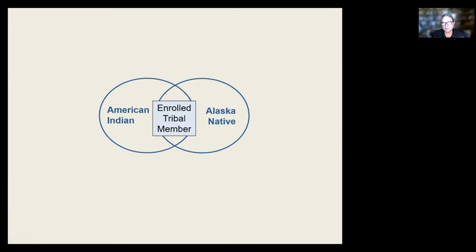Within the racial group, we also have enrolled tribal members. And enrolled tribal members are more of a political designation, not a racial designation. And there are actually over 570 federally recognized tribes in the United States. And each tribe is its own political entity and has its own enrollment criteria to be a citizen. So as American Indians and Alaska Natives, we actually have a tri-citizenship in many ways. We are citizens of our tribal nation, citizens of the United States, and we're also residents of our states in which we live.